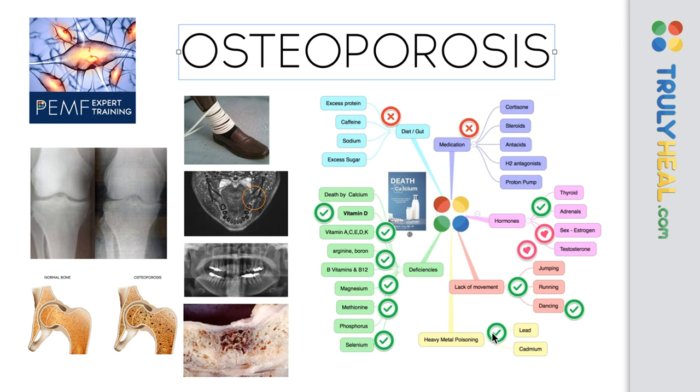It's also good with lead and cadmium, which are main reasons for osteoporosis. So you detoxify heavy metals. And then a lack of movement, which we said it's like exercise. Now, one of the other reasons that causes osteoporosis is hormonal imbalances. And we know when estrogen levels reduce after menopause, that's when osteoporosis happens.